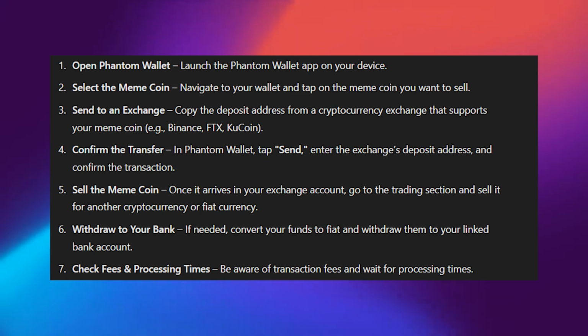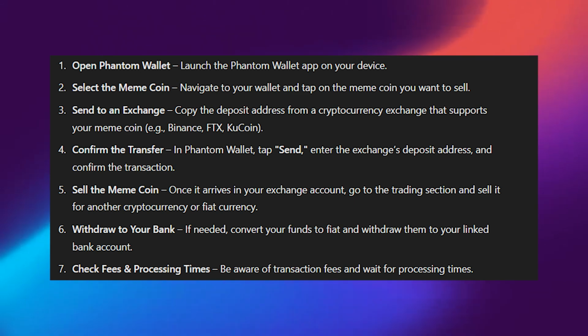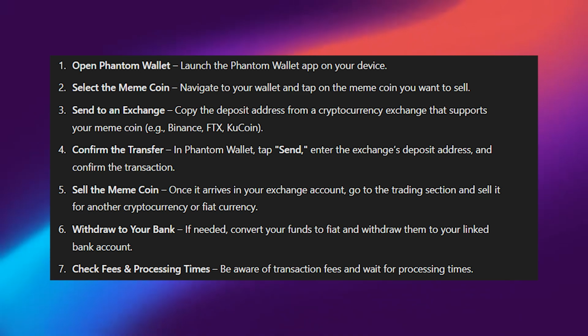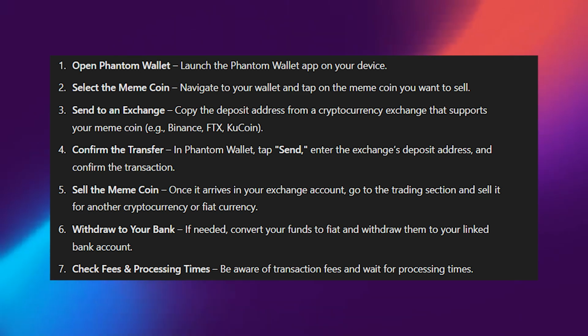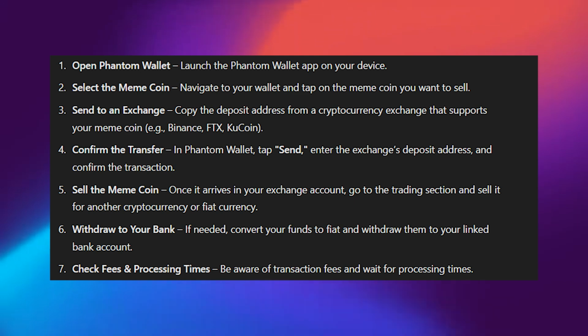By following these steps, you can efficiently sell your meme coin using the Phantom wallet. Always stay informed and exercise caution when handling cryptocurrency transactions.